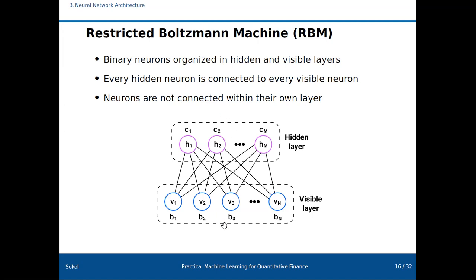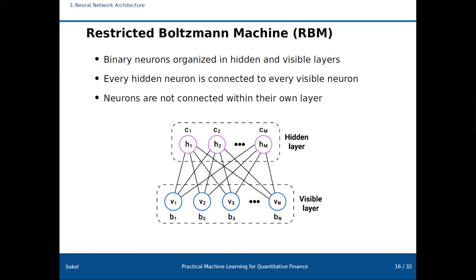This model is organized as follows. Binary neurons are organized in hidden and visible layers. The difference between this network and the feedforward network that we used earlier is that these neurons are binary. With the feedforward network, the neurons were accepting a continuous input and producing a continuous output. These neurons are binary. They either fire or they don't. So they're a little bit more like human brain neurons, right? There are some thresholds. They do accept a continuous input, but when they fire, the value is either 0 or 1.